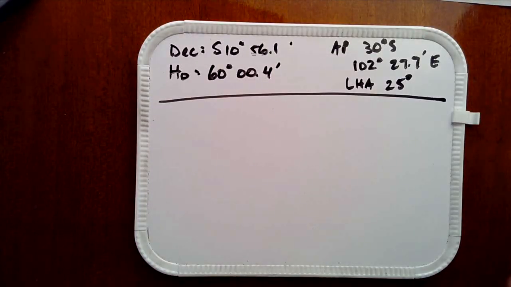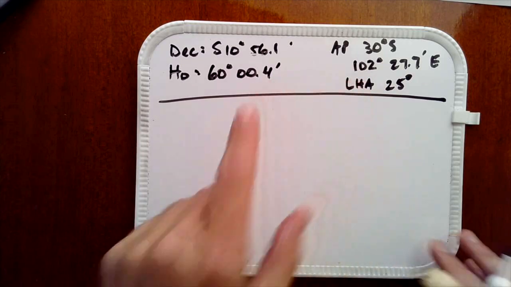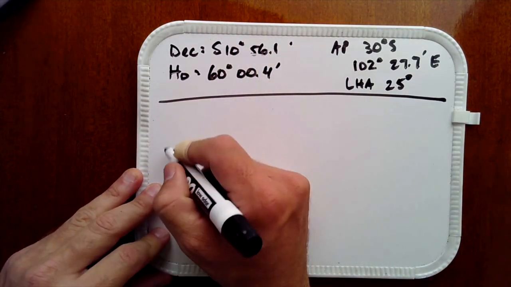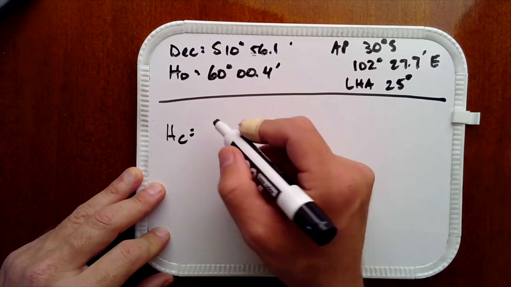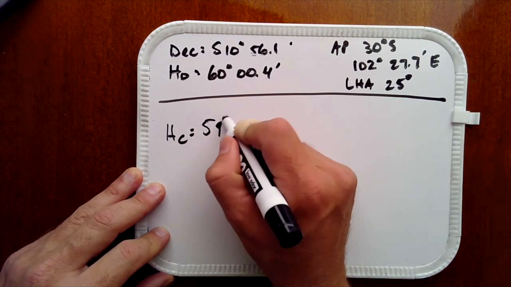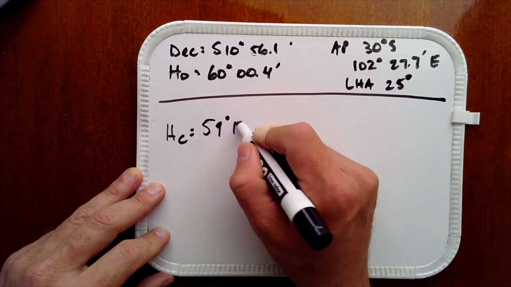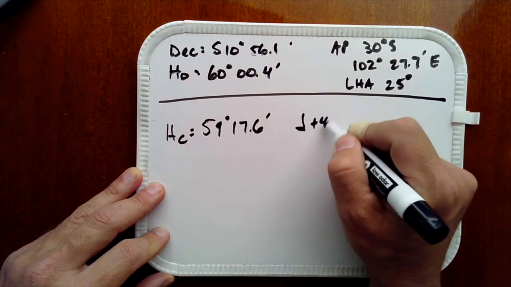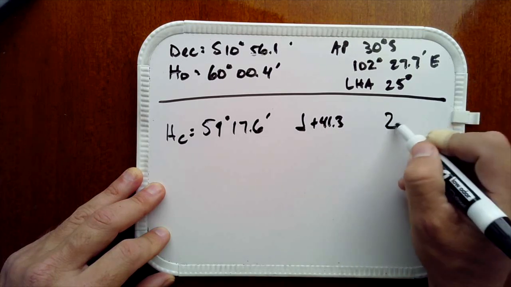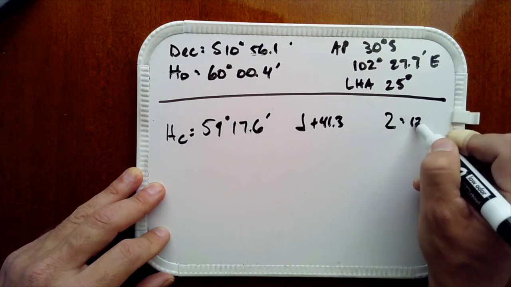So we'll note these values down, and I rearranged the top of the board just for the critical data that we need from there. So our HC, computed height, ended up being 59 degrees, 17.6. Our D, our altitude difference, was plus 41.3, and our Z, or azimuth angle, was 125.4.